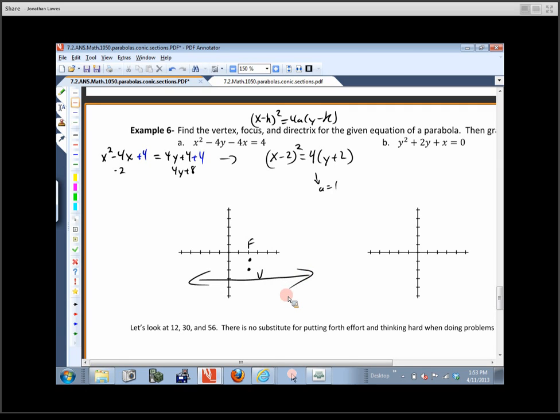And if I put those 2 other points on here, I'm in business. How long is the whole thing? 4. How far in each direction? Just 2. So I'm going to go over here and over there, and I'm going to let you label it. So go ahead and label those 4 points on the parabola plus the directrix, or 4 important points about the parabola.